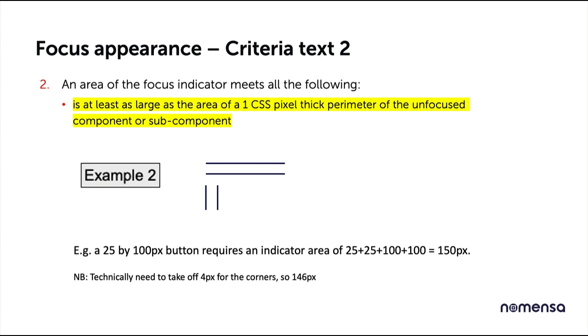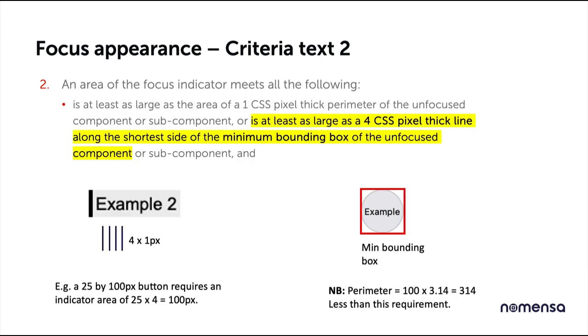However, if you're worrying about 4 pixels, pick a different focus indicator, go bigger. The second size metric you can use is at least as large as a 4 CSS pixel thick line along the shortest side of the minimum bounding box of the unfocused component.